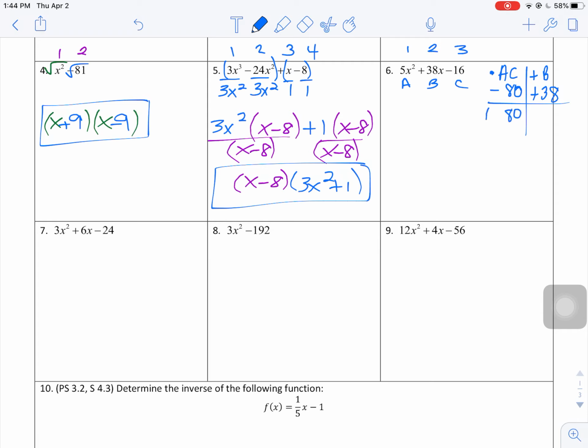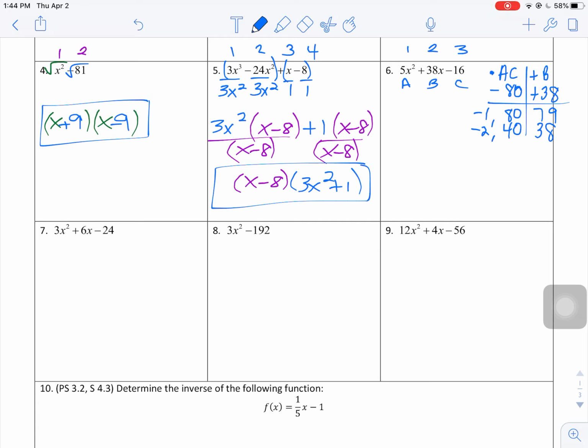So 80 divided by 1 is 80. And if I'm trying to multiply to a negative number, one of those numbers has to be negative. I'm trying to add to a positive number, so that means I put the negative sign on the smaller number. So negative 1 plus 80 is 79. That does not work. Let's try 2. So 80 divided by 2 is 40. Put the negative sign on the smaller number. Negative 2 plus 40 is 38. So there we go.